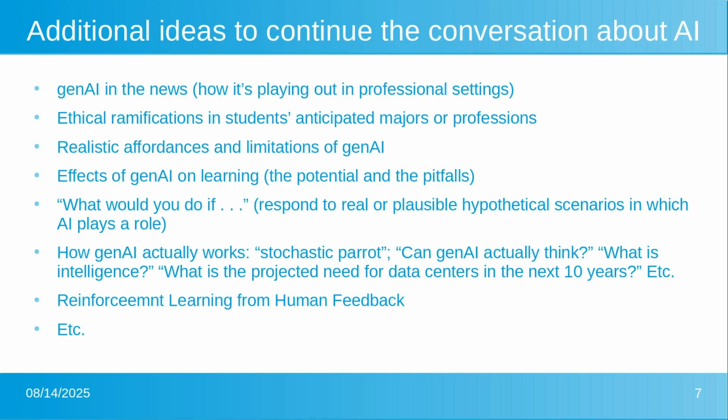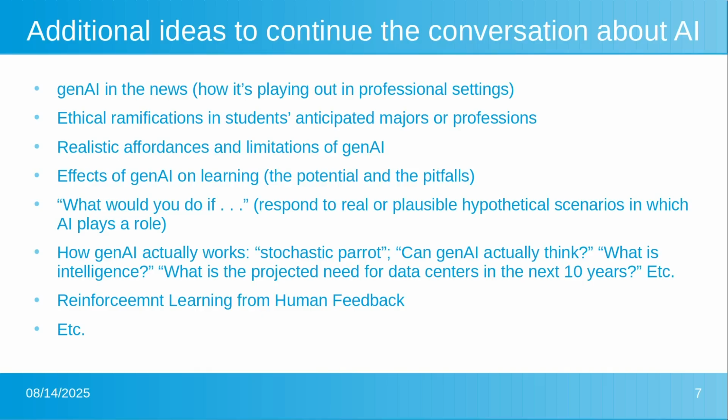GenAI in the news, there are different things that we could do here. It could be how it's playing out in professional settings, because there will be things in the news. Ethical ramifications in students' anticipated majors or professions. Realistic affordances and limitations of genAI, kind of having conversations about that. What can it do? What can it not do? The effects of genAI on learning and the potential and the pitfalls.